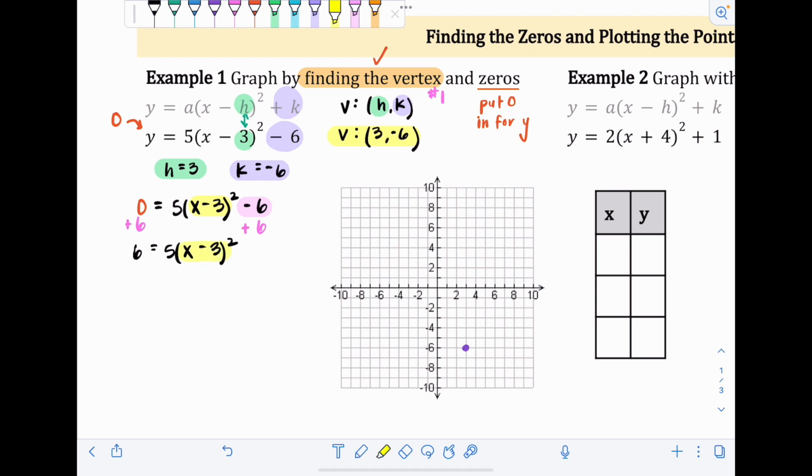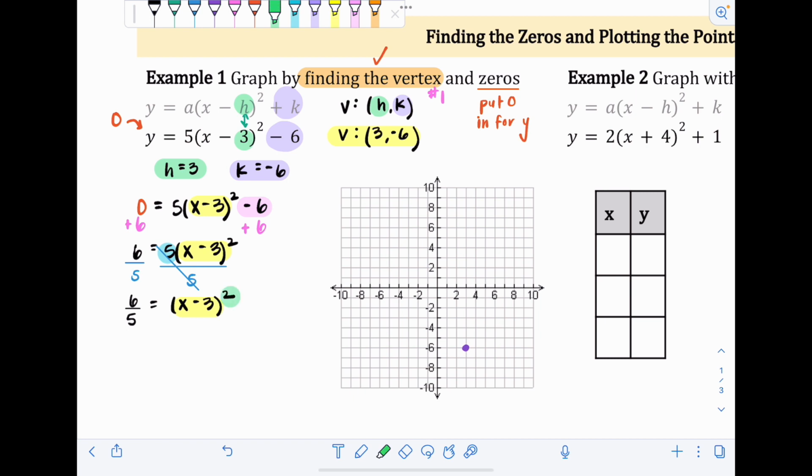And then the goal is to still get the portion that's being squared by itself. So now I have that 5 that's being multiplied by it. To cancel it out, I would divide both sides by 5, since division cancels out multiplication. And then over here on the left, I have 6/5. I'm just going to leave that as a fraction. It's okay. And then that's equal to 5 divided by 5 cancels out, and then (x minus 3) squared.